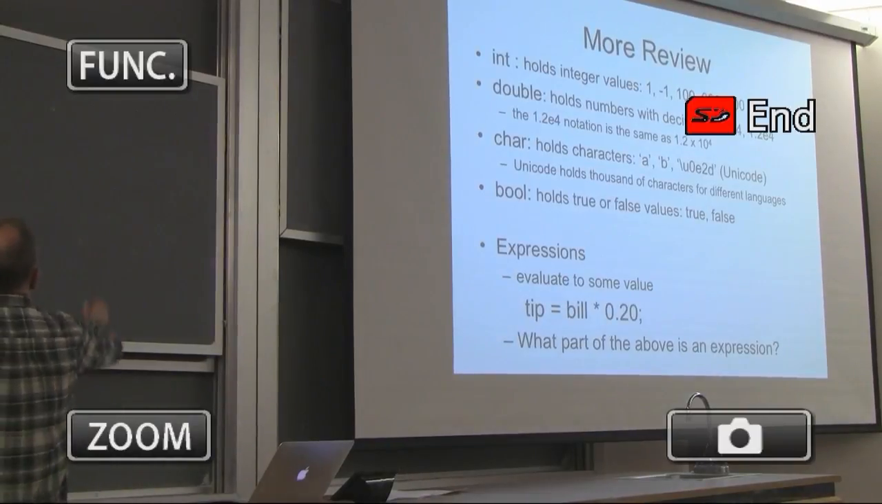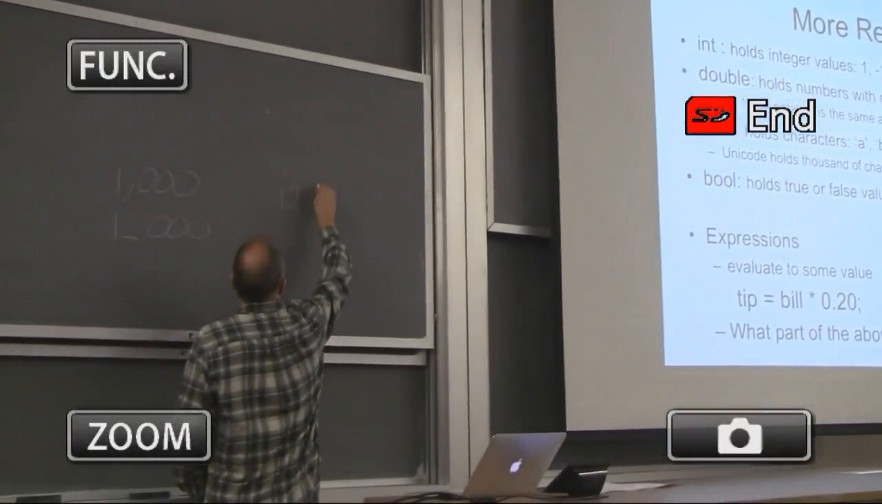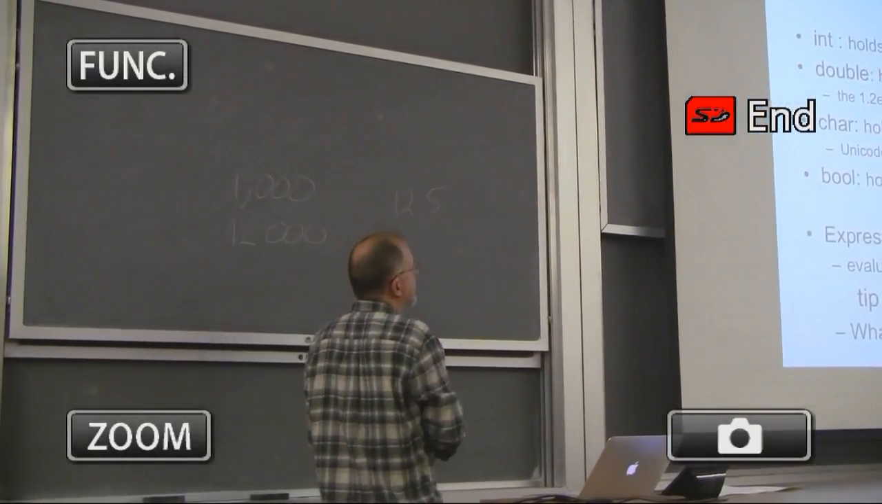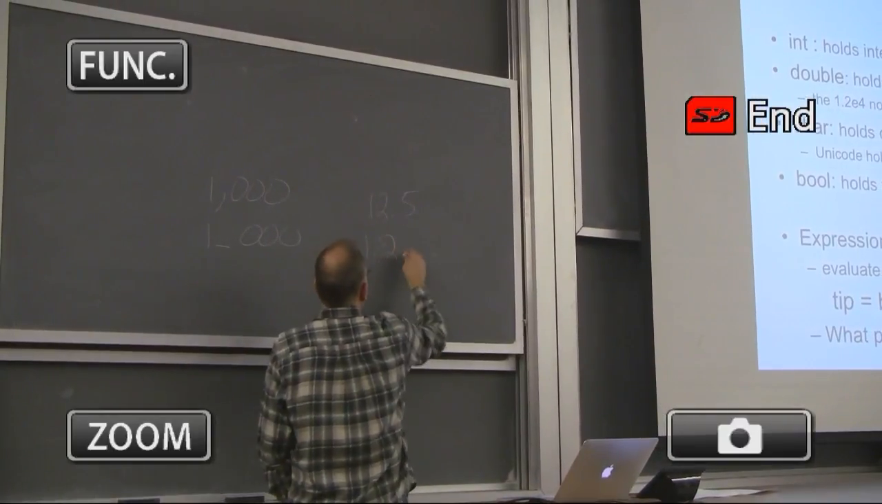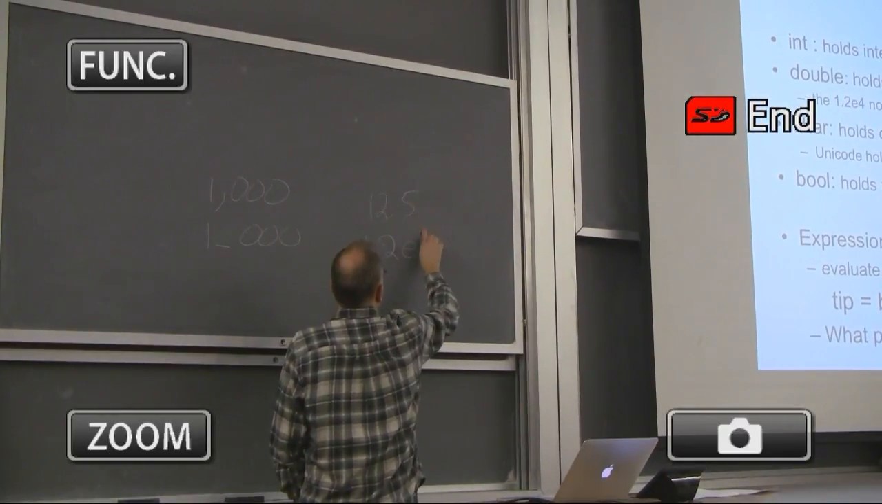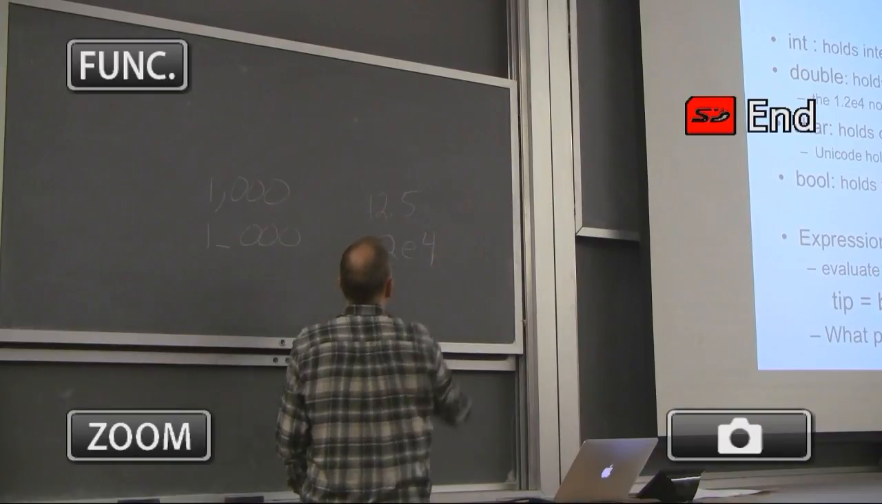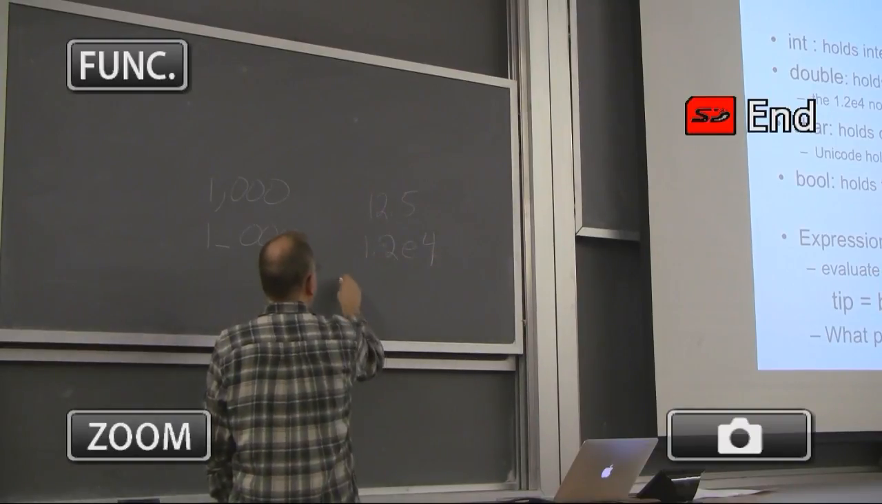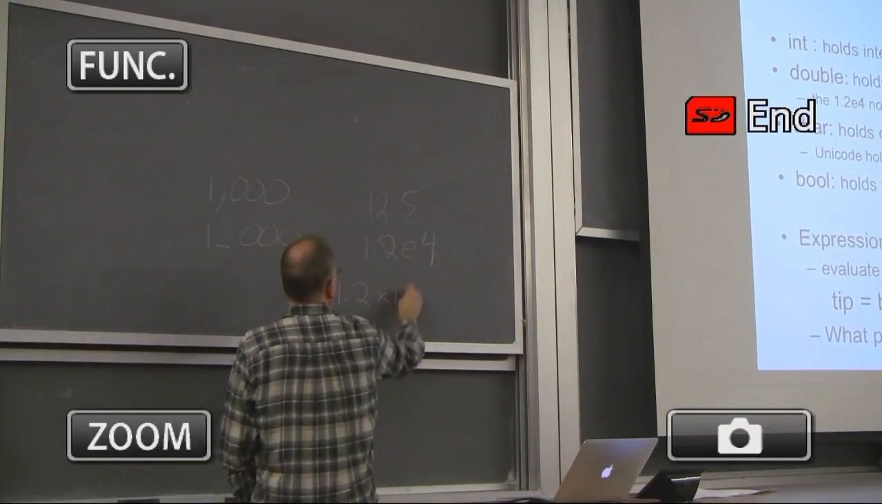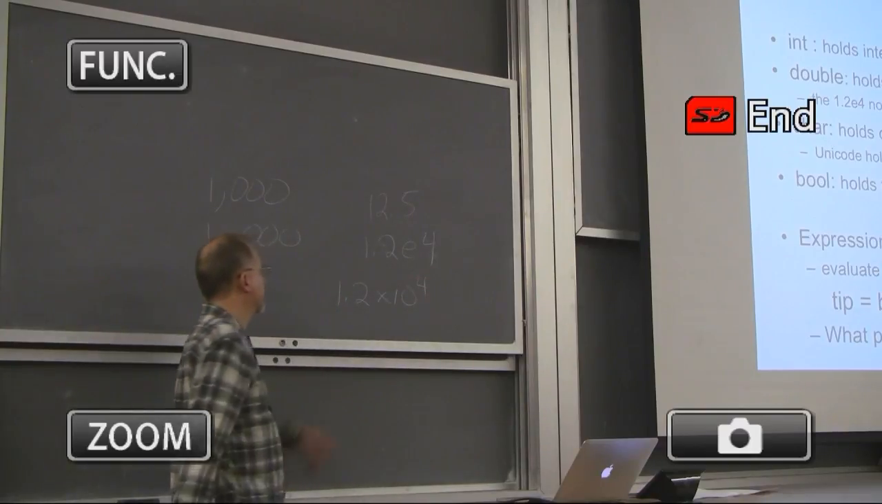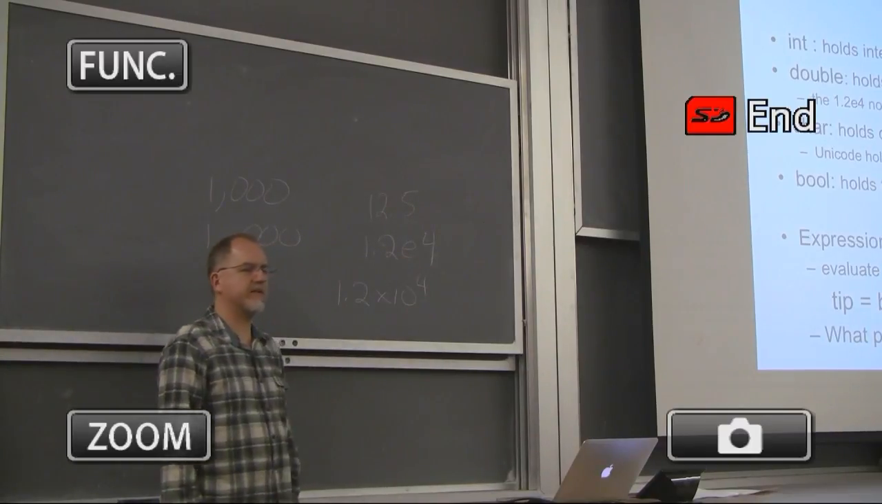Doubles hold numbers with fractional parts. We can also write them like this. This means some sort of exponent and really means the same as 1.2 times 10 to the 4th, right? So this is the way Java does scientific notation.